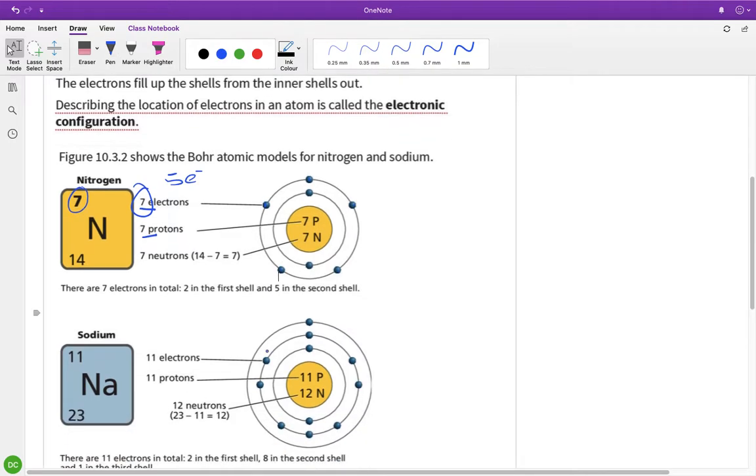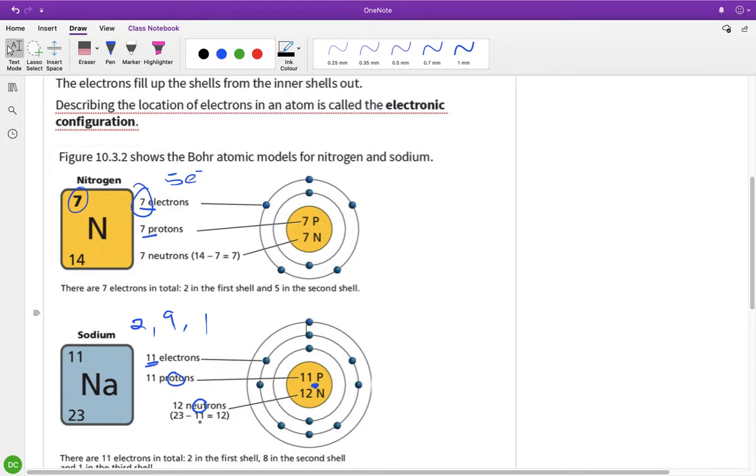So here's sodium. The atomic number in sodium is 11. So that's 11 electrons, 11 protons. To get the neutrons you subtract, so 23 minus 11 is 12, so there's 12 neutrons. The protons and the neutrons are in the nucleus. We have 11 electrons. Your first shell will only take 2, which means there's 9 left. Your next shell will only take 8, so that means there's 1 left. So you go to a third shell and you put in your 1.